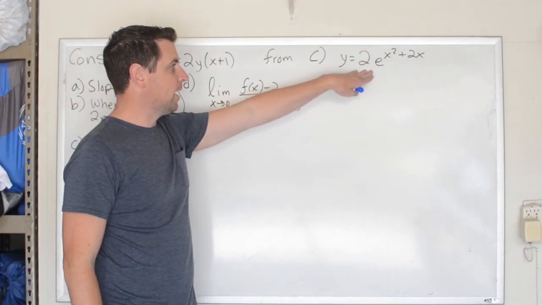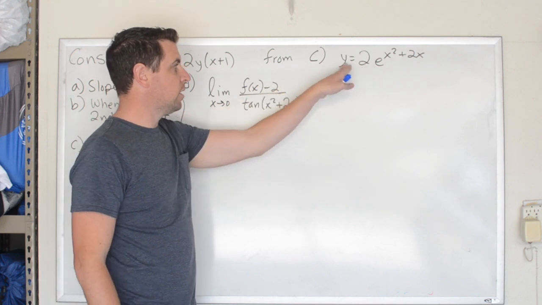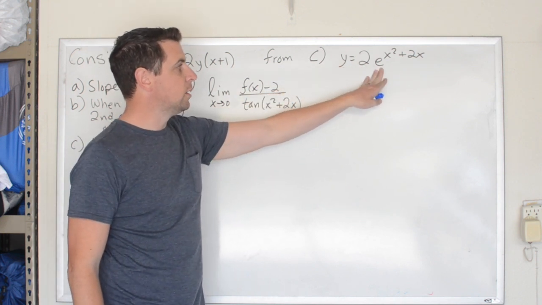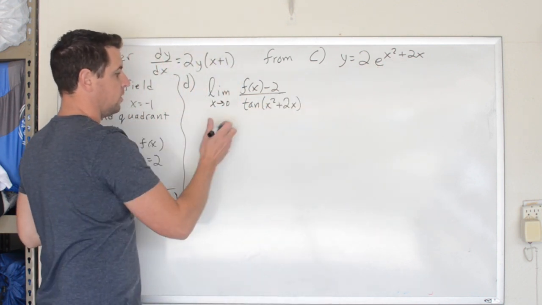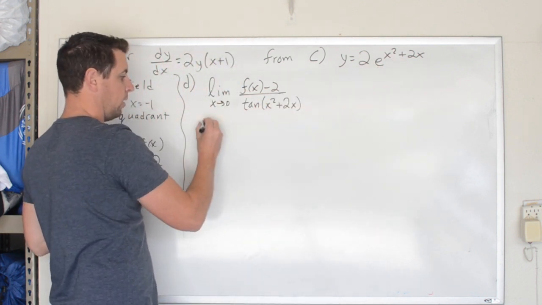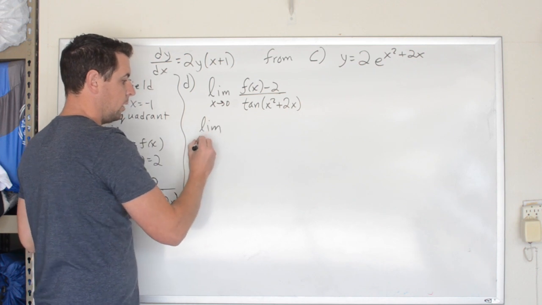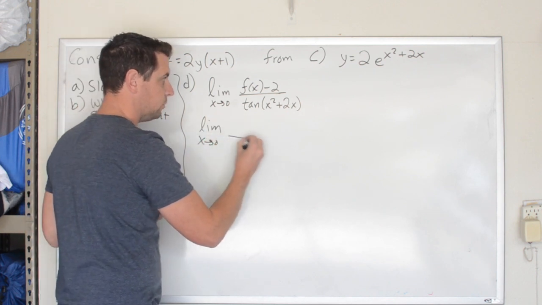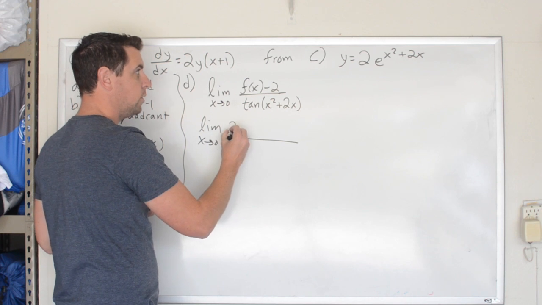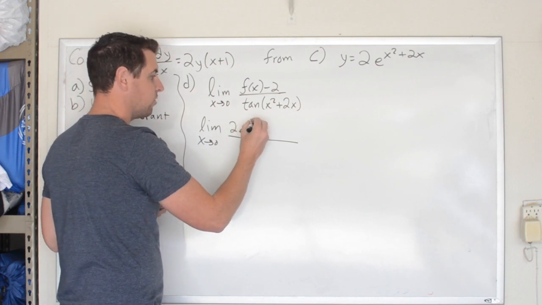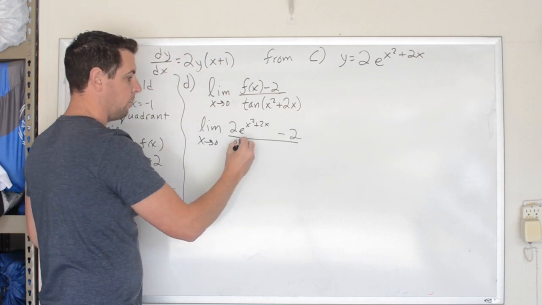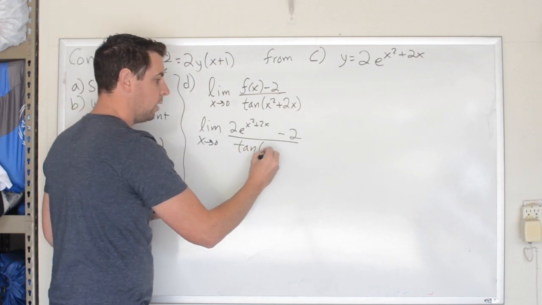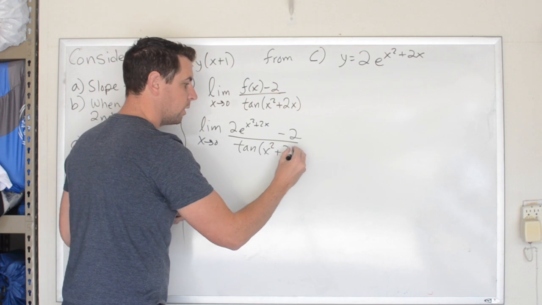Our answer from part C was that f of x or y is equal to 2 times e raised to the x squared plus 2x. So we can substitute that in there for f of x, and that means I get the limit as x goes to 0 of 2e to the x squared plus 2x minus 2 divided by tangent of x squared plus 2x.